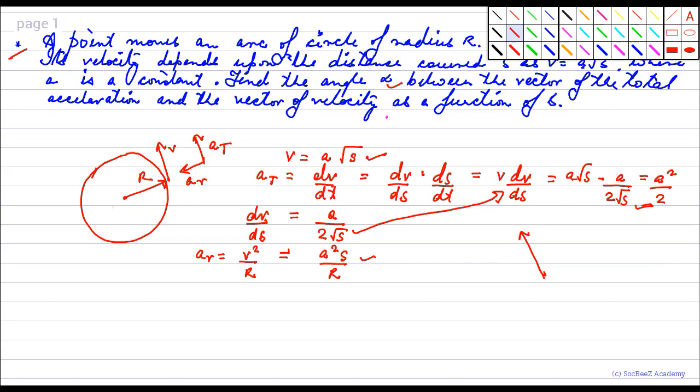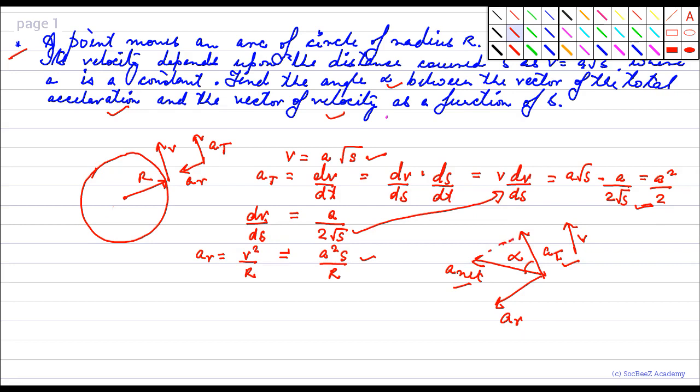Fine. So now my diagram is going to be something like this. at, this is going to be ar, and this is going to be my net acceleration. And this is also going to be the direction of the velocity vector at any instance of time after it has traveled a distance of s. I basically need to find out the angle alpha between the vector of the total acceleration and the vector of velocity, which implies I basically need to find out this angle, which is also the angle between the tangential acceleration and the net acceleration.